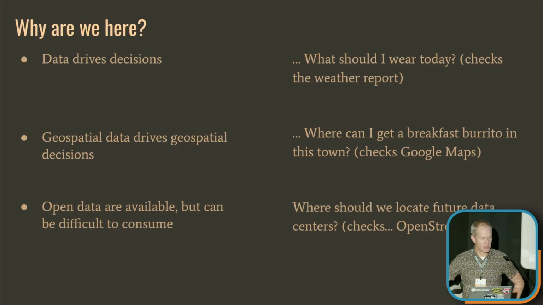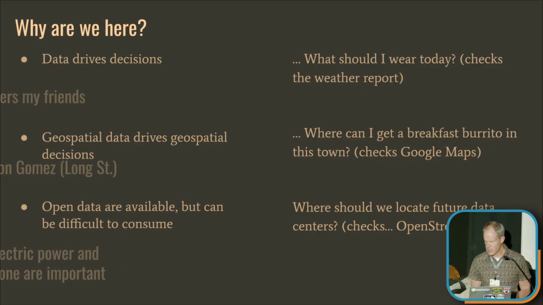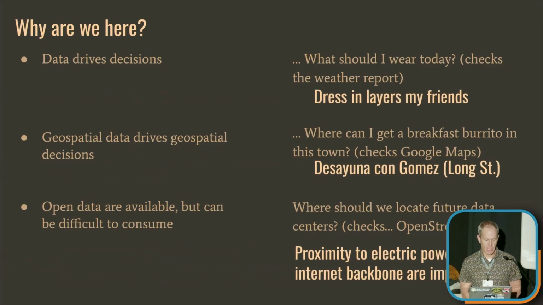Well, we know that data drives decisions. What should I wear today is one of those questions we sometimes ask ourselves. We might check the weather on our phone and see what we should wear. Or in more of a business, or still, I guess, a personal context: where can I find something? Where can I find a breakfast burrito in this town? This is something I ask myself anytime I'm in a new town, and I might ask Google Maps, a commercial mapping application, and it gives me some geospatial information.